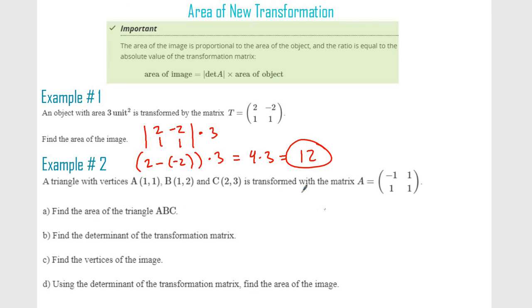So we've got a triangle with these vertices. It's transformed with this matrix. So first find the area of triangle ABC. There's that shoelace formula, if you guys remember that.